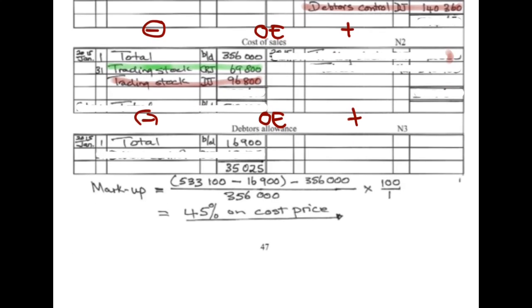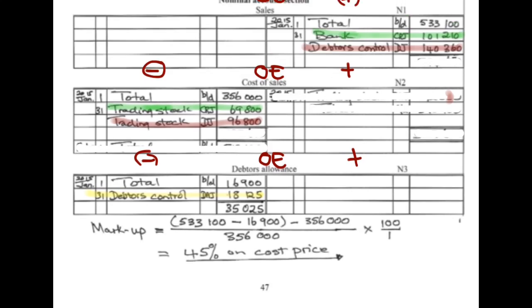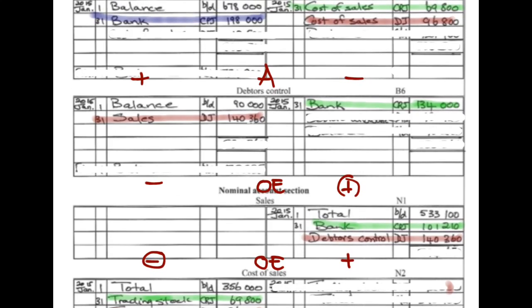Firstly, debtors allowances is the debit entry, and it's going to go to debtors control, 18,125. So let's make that yellow to remind ourselves it's the DAJ. So in debtors control, we're going to see that the debtors control account decreases due to this entry of 18,125 Rand. It decreases because I can't expect my debtors to pay for something that they've returned back to the shop.